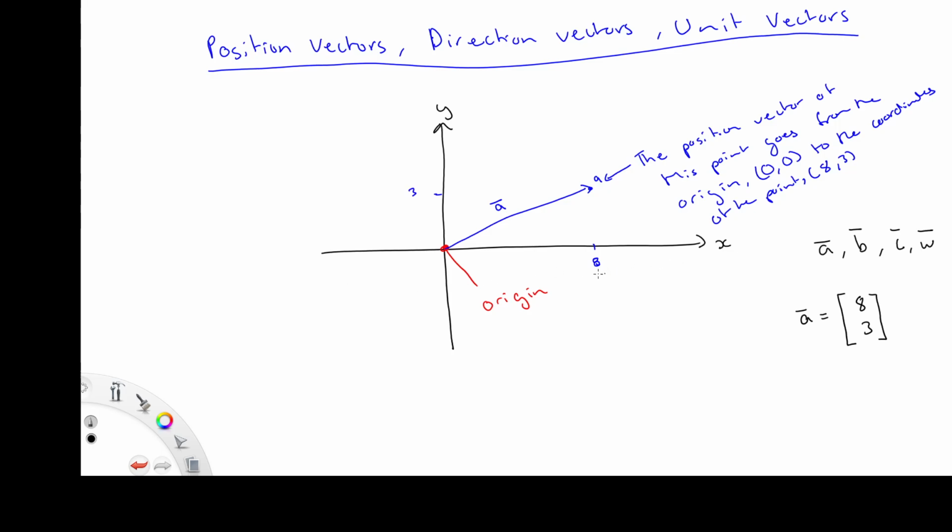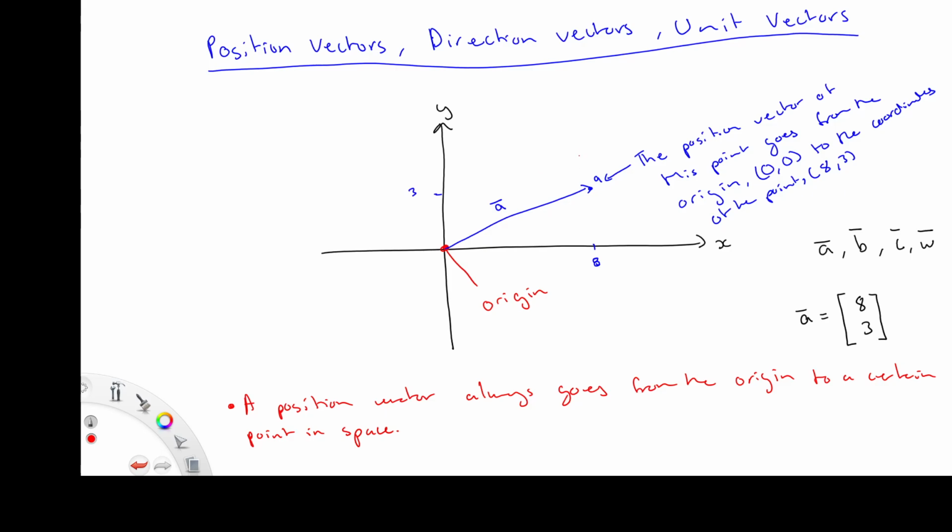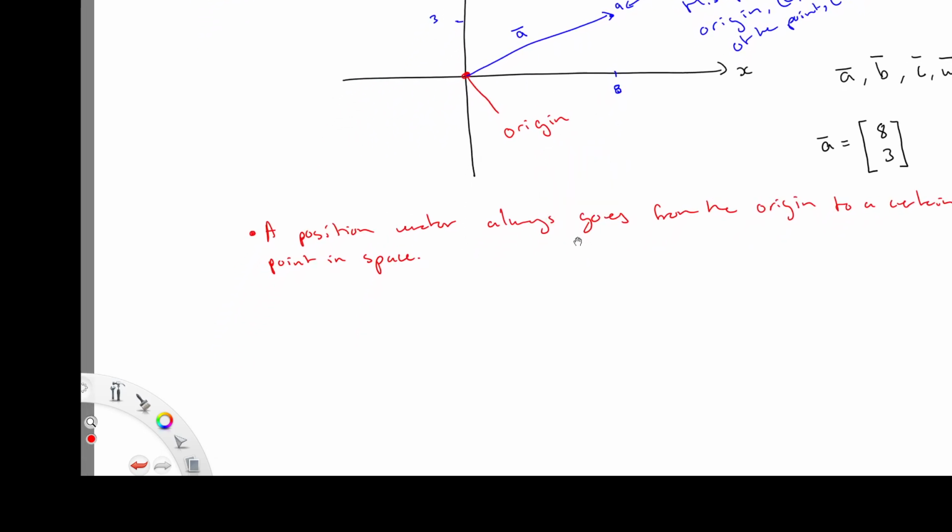A position vector always goes from the origin to a certain point in space. Okay, so that's a position vector for you. Next, I'm going to discuss the direction vector.